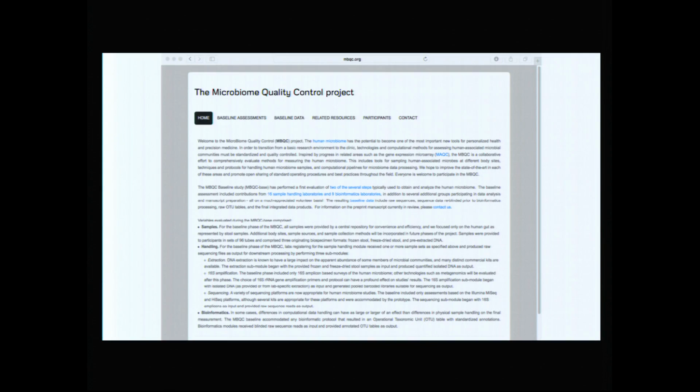I also want to highlight the Microbiome Quality Control project. So far this is limited to stool, but essentially it's a cross-lab validation effort of the kind that you heard called for earlier, basically taking the same samples, sending them to a dozen different labs, and asking how similar the samples are across labs. And the paper describing this is in review at Genome Biology right at the moment.